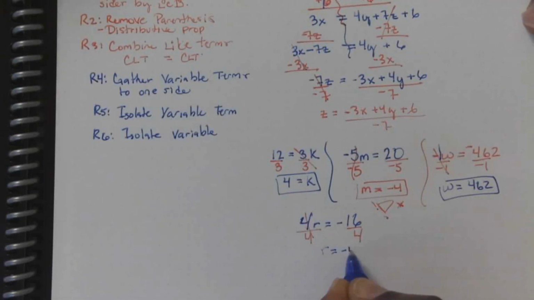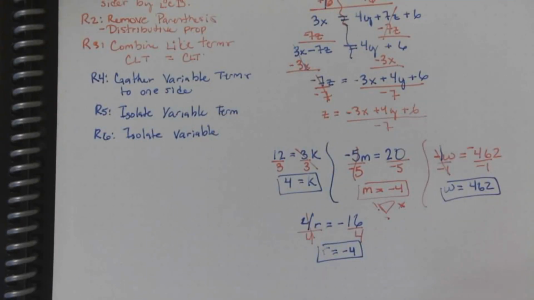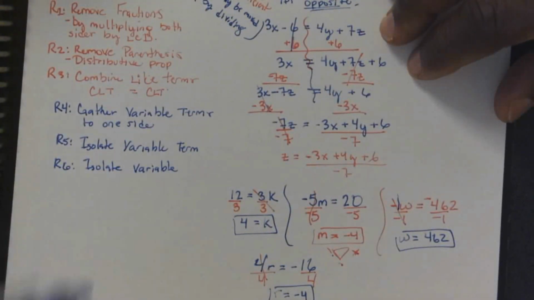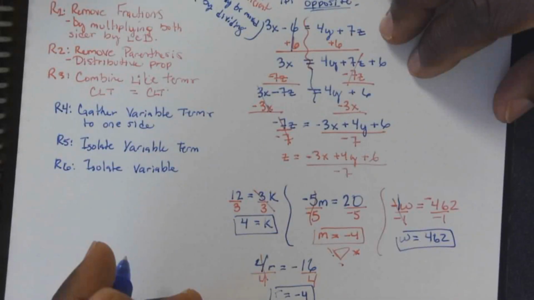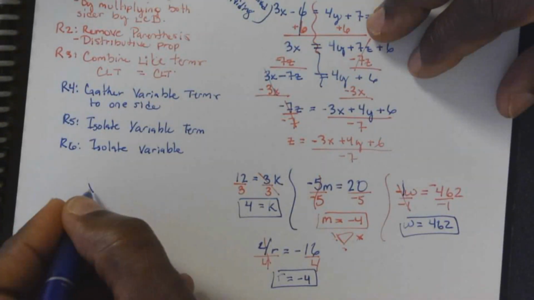Divide both sides by 4. You're trying to get R by itself, right? And R equals -4. Good. Because you put -16 divided by 4 in the calculator or do it by hand. That's the first step we learn. All right, let's keep going.